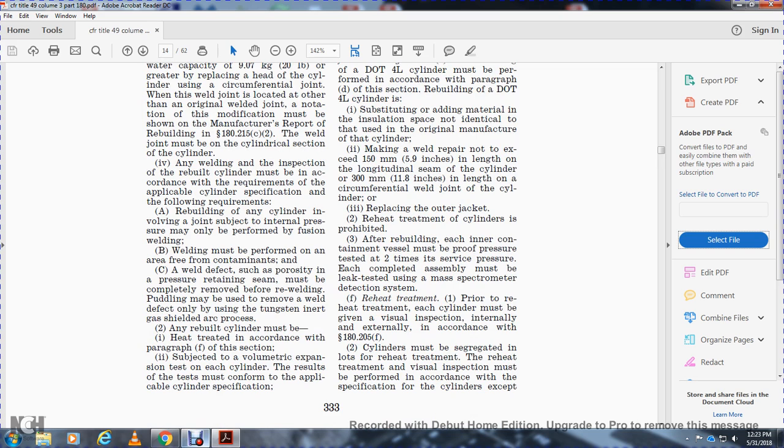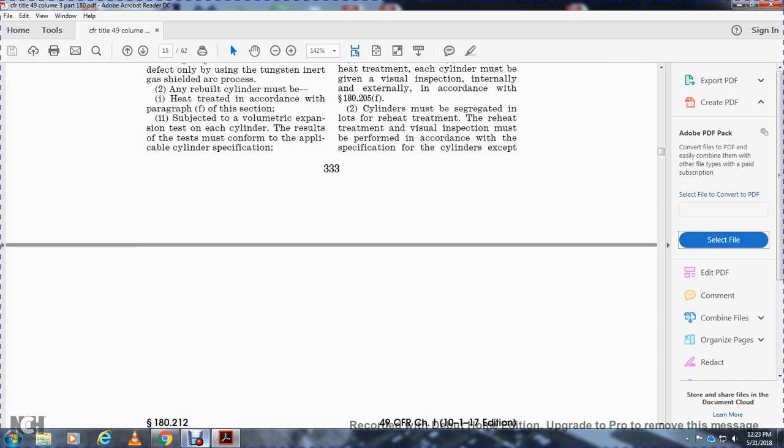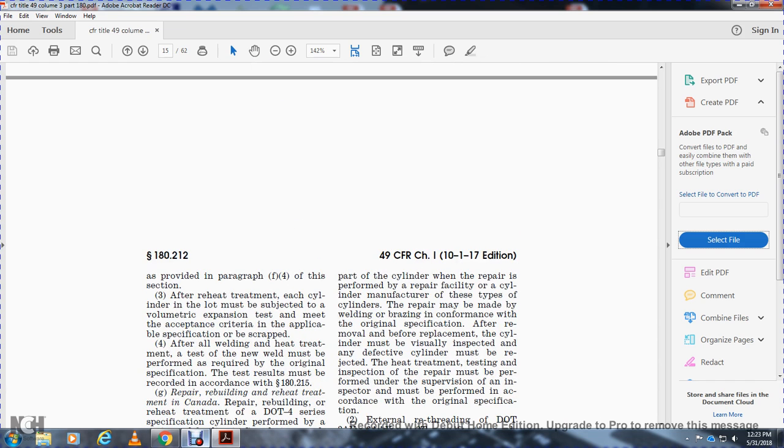Cylinders must be segregated in lots for the reheat treatment. After the reheat treatment, the visual inspection must be performed in accordance with the specification of the cylinders, except as provided in paragraph F4 of the section. After retreatment, each of the cylinder lots must be subjected to the volumetric expansion test and meet the acceptance criteria for the applicable specification or be scrapped.